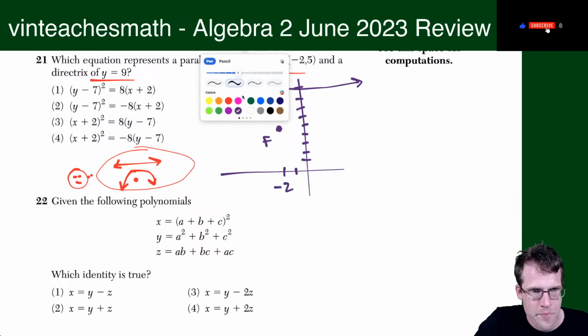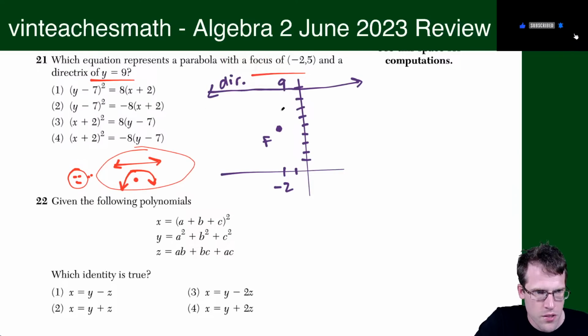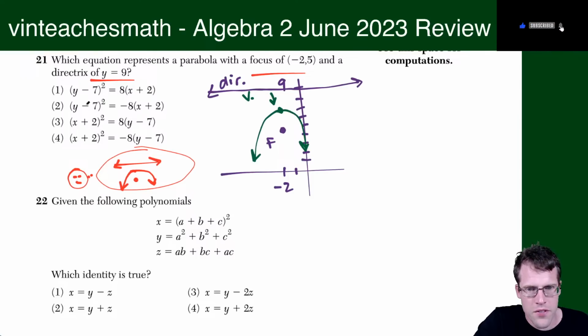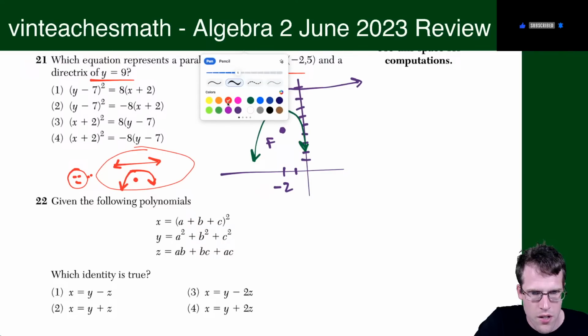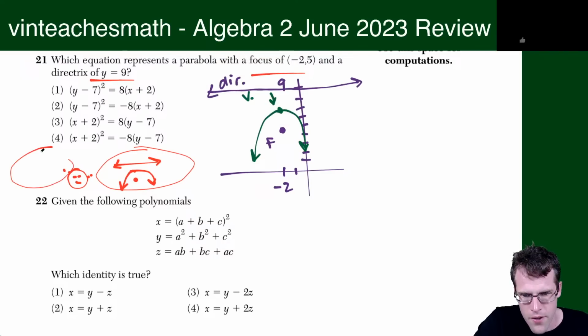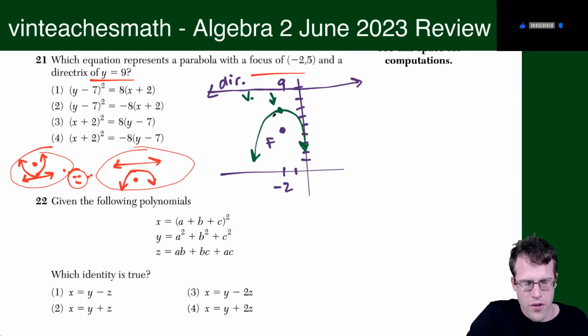So this would be a situation where the parabola is going to look something like this. Let me move that over a little bit so it's more lined up. So this would be the vertex, and it's going to open downward like this. If you have a situation where the directrix is under the focus, then your parabola opens upward. But here, the focus is under the directrix.